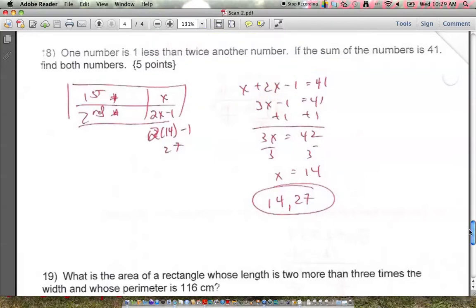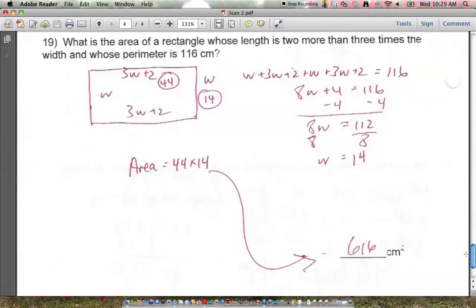All right, I believe this is the last question on the test now. What's the area of a rectangle whose length is 2 more than 3 times the width and whose perimeter is 116? It's a tricky question. The thing that makes this so tricky is, in the end, it says, what is the area? Well, first off, what's the shape in this problem? Rectangle. So the first thing I want to do is draw my rectangle. Remember, anytime there's shapes, we don't put up a table, we just draw the figure. And then it says that the length is 2 more than 3 times the width.